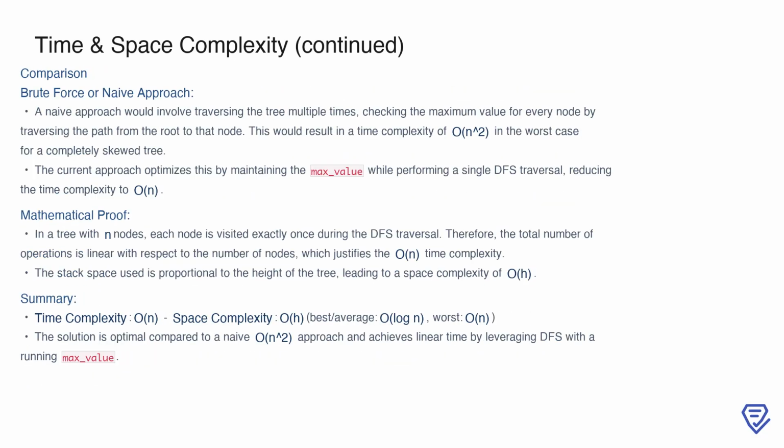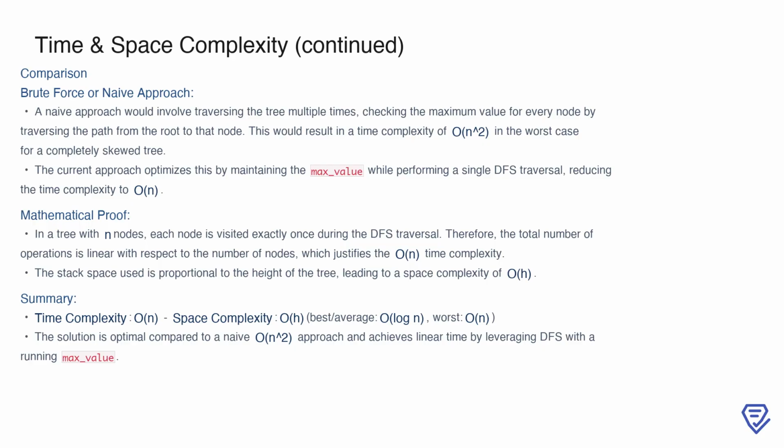To compare, a naive or brute force approach would involve traversing the tree multiple times. For each node, you would repeatedly traverse the path from the root to that node to determine the maximum value. This inefficient approach results in a time complexity of O(n^2) in the worst case for a completely skewed tree. However, our optimized solution significantly reduces this by maintaining a running maximum value during a single DFS traversal. This allows us to achieve a time complexity of O(n).